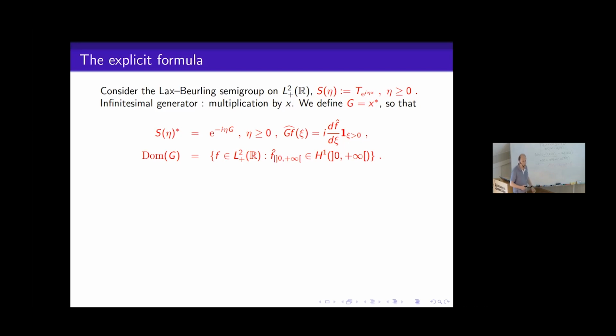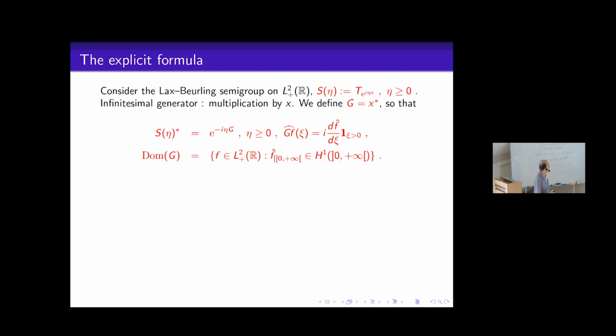And the domain of G is bigger than the domain of X, because it's just the domain of functions f in L^2 plus such that the restriction of the Fourier transform to the half line is in the Sobolev space, so that this is, of course, in L^2. So this allows you to have jumps of the Fourier transform through zero. Remember that the Fourier transform is zero for xi negative.